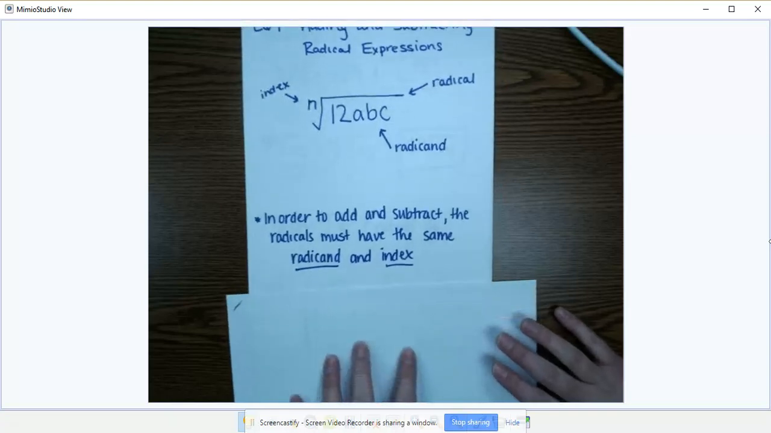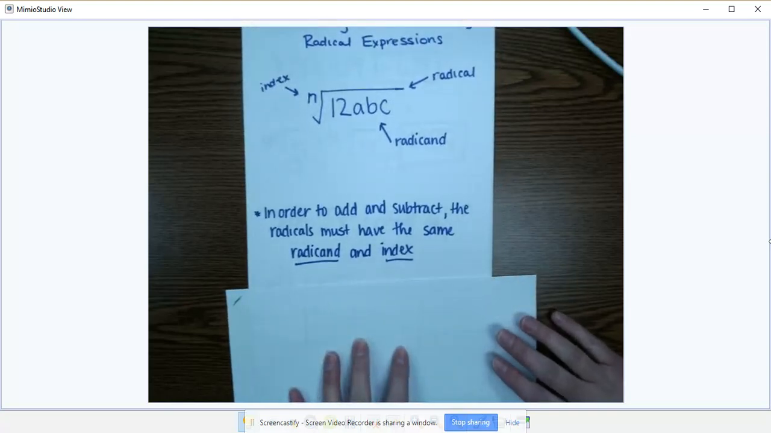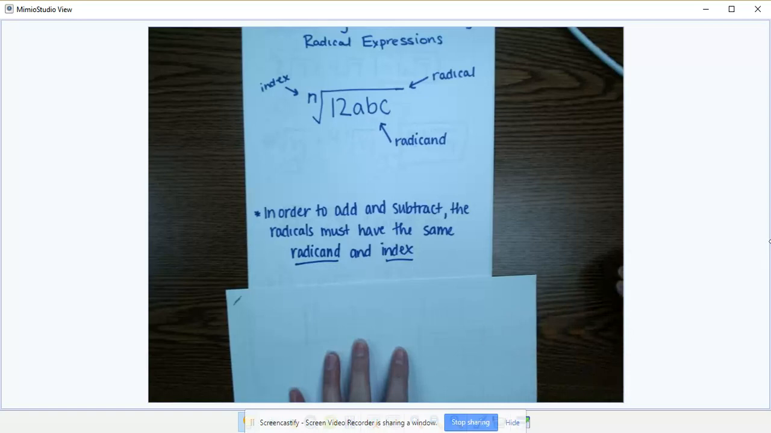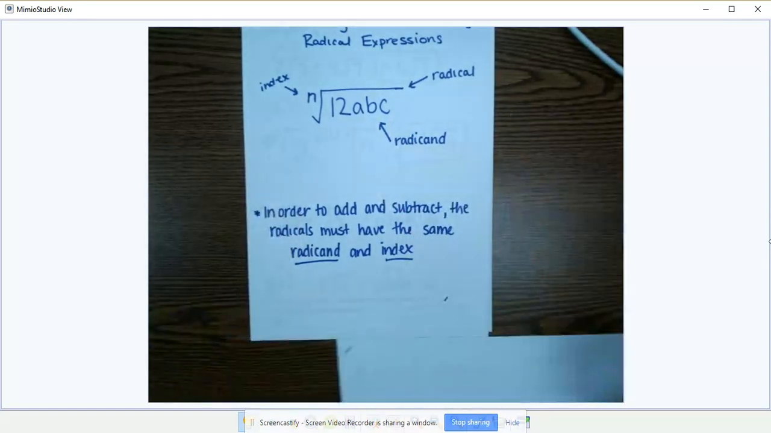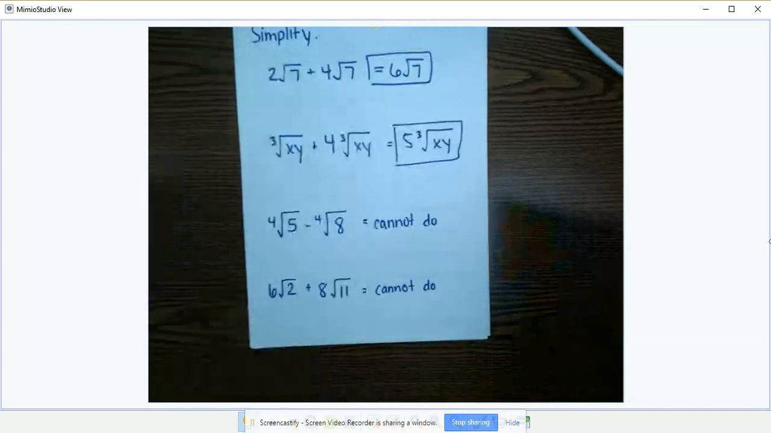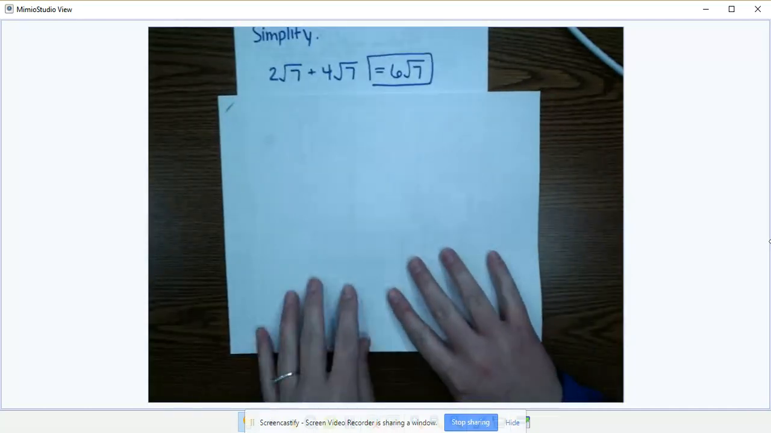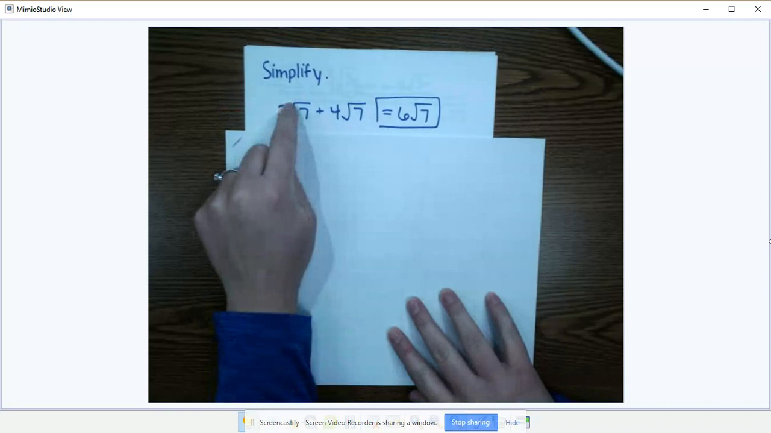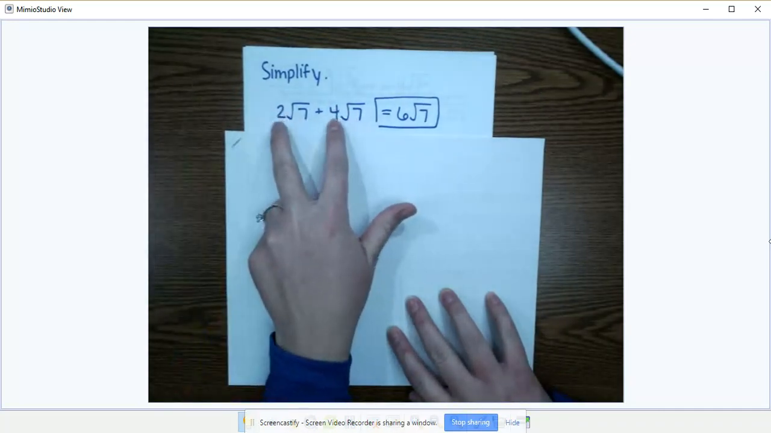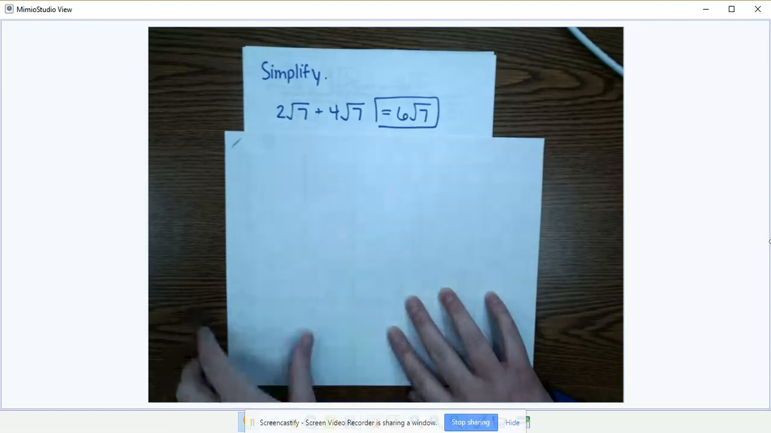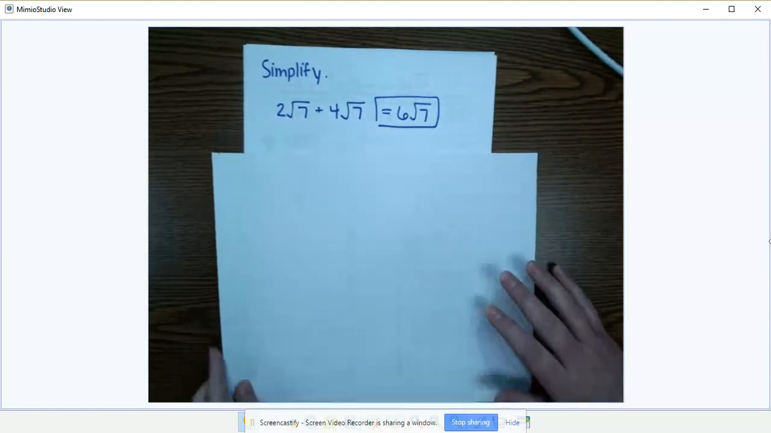In order to be able to add or subtract, the radicals have to have the same radicand and the same index. So what's inside and what's outside have to be the exact same. So we're going to look at an example. 2 root 7 plus 4 root 7, they have the same radicand, which is 7, and the same index, which is not written. So we combine the coefficients to get 6 root 7. It's just like combining like terms.